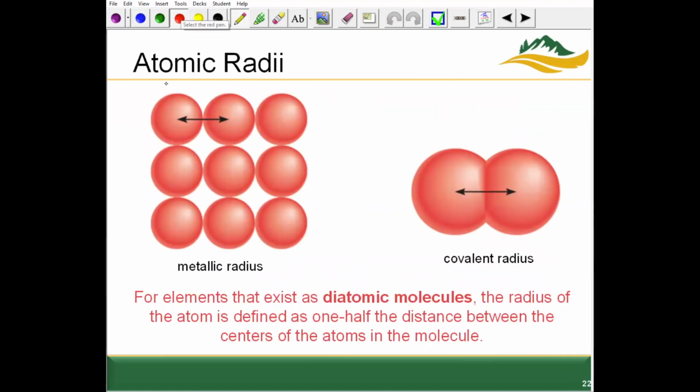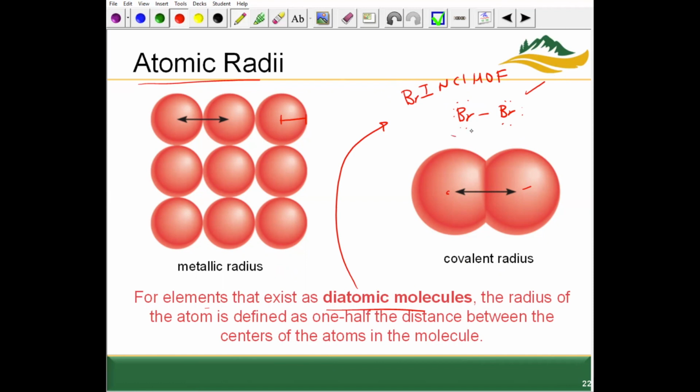And so the way we measure atomic radii, you would probably think it's something like this. It's actually a distance from the center point to the center point. So for elements that exist as diatomics, what is that family again? The family of Brinkelhoffs. So like Br2, for instance, bonds like this. And again, we'll get into Lewis dot structures and bonding very soon in the semester.